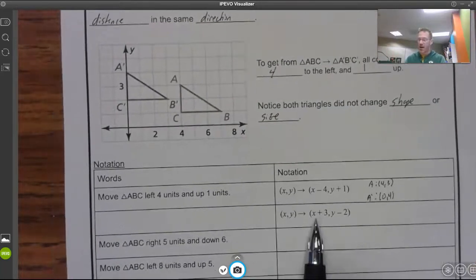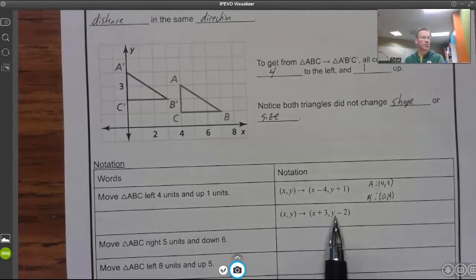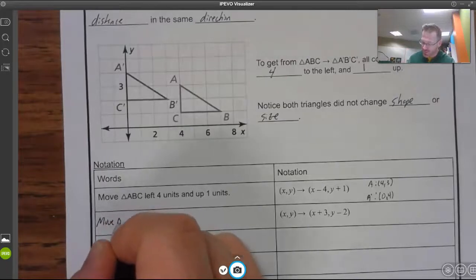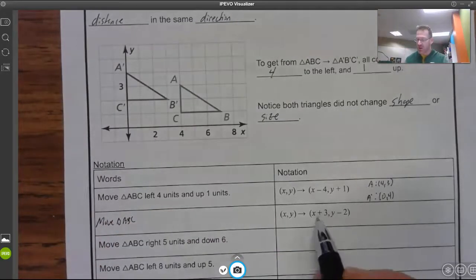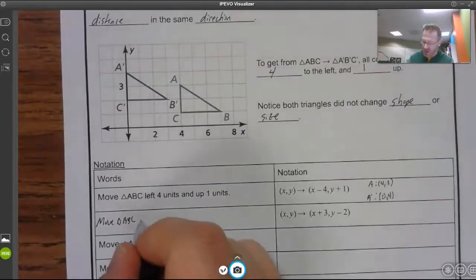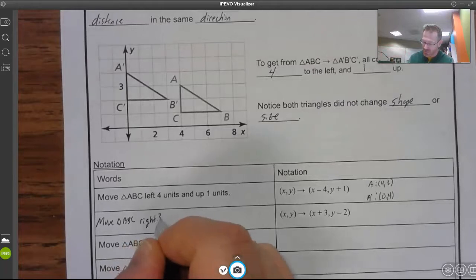So notice now, here's our new translation. Now if we think about this in words, what this means is move triangle ABC. Now it's x plus 3, so I'm going to add 3, which means I'm going to move to the right 3 units.